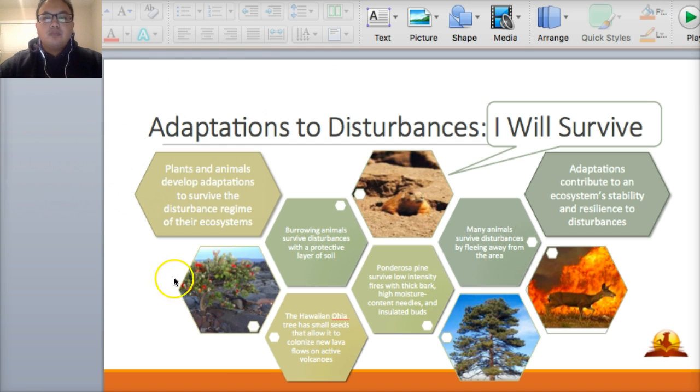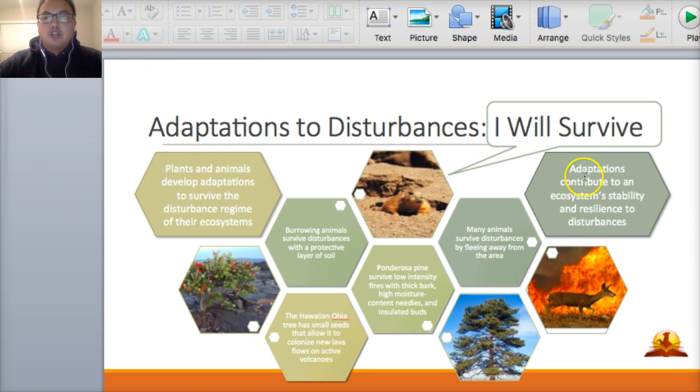Disturbances develop adaptations. Again, we talk about plants and animals developing adaptations. For example, burrowing animals survive disturbances with a protective layer of soil. Many animals survive disturbances by fleeing away from the area.